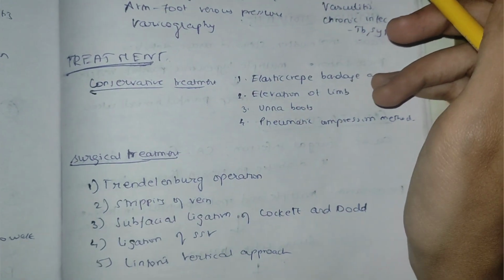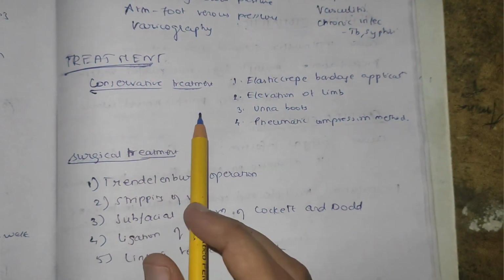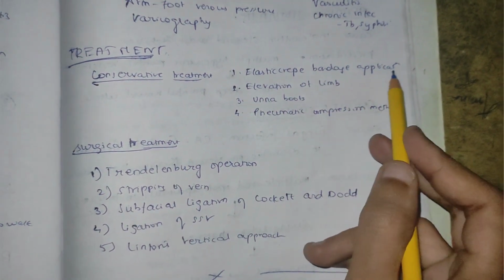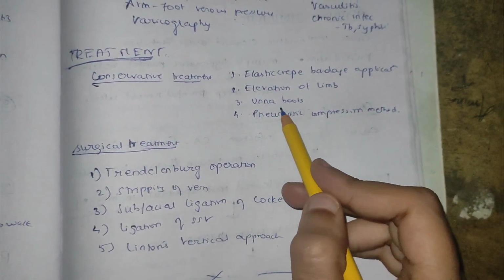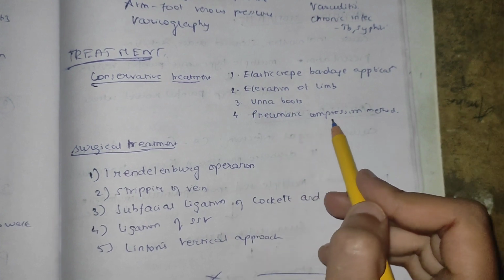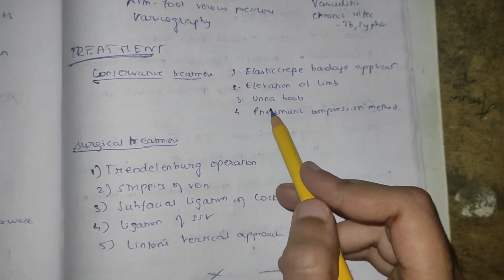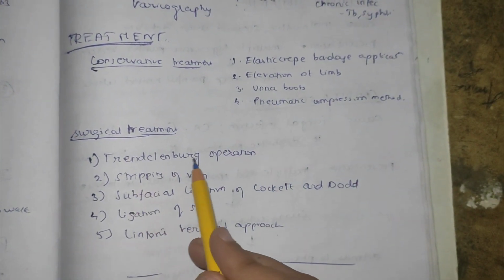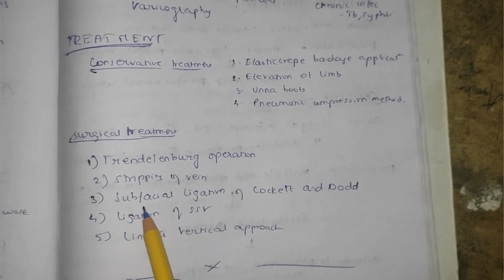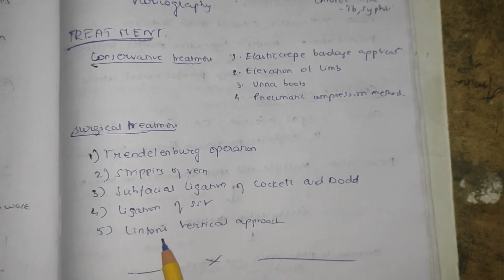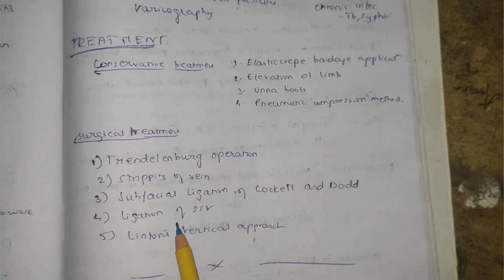Treatment include conservative treatment and surgical treatment. Conservative treatment is elastic grip bandage application and elevation of the limbs, Unna boots, and a pneumatic compression method. So these are the conservative treatment. Surgical treatment include Trendelenburg operation, stripping of the vein, substitution of short saphenous vein, Linton's vertical approach. So these are the surgical treatment.